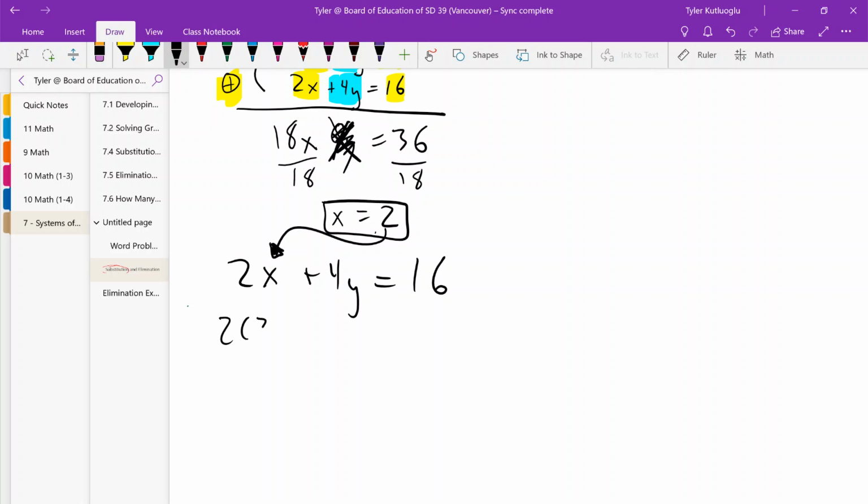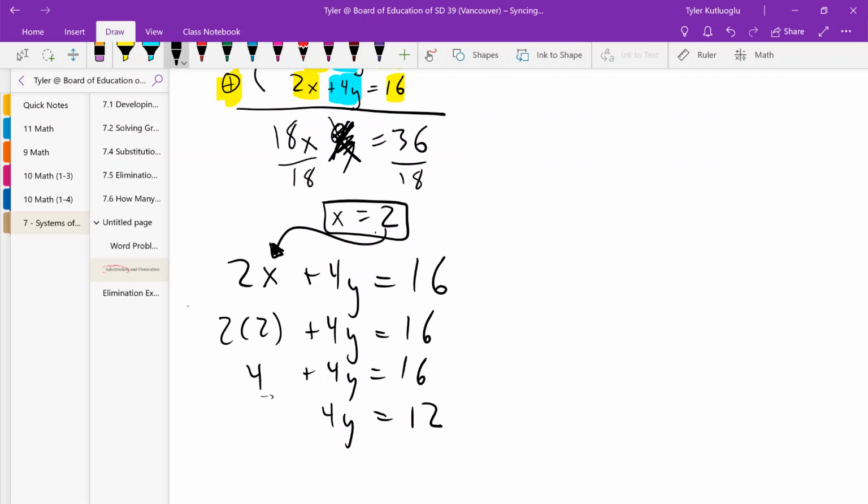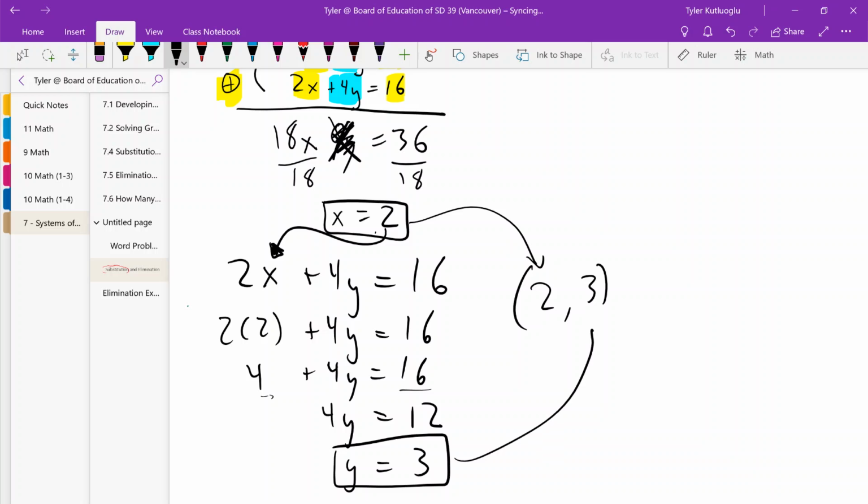So 2 times 2 plus 4y equals 16. 4 plus 4y equals 16. 4y equals 12, because I subtracted 4 from both sides. Y is equal to 3. Cool. So my answer is going to be 2 comma 3, because x is the x value there and y is the y value there, and that's my point of intersection.